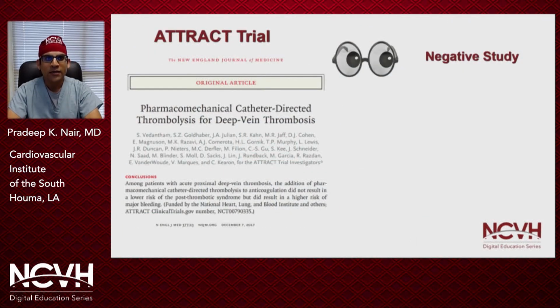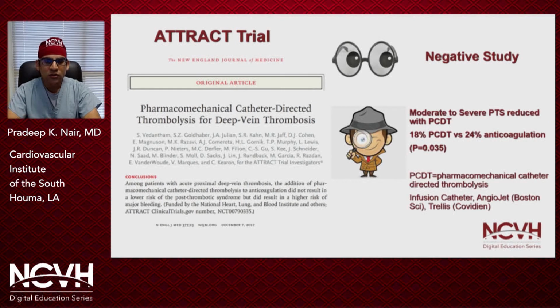Now, the ATTRACT trial is the main trial looking at deep vein thrombosis and using pharmacomechanical catheter-directed thrombolysis. And on the surface, this was a negative trial. However, when you look closely at this study, when you look at patients treated with solely anticoagulation or catheter-directed thrombolysis, those with moderate to severe PTS had reductions in severity when they were treated with the catheter-directed thrombolysis. And the types of devices that were utilized were infusion catheters for lysis, the AngioJet single-session therapy, or the Trellis device, which is no longer on the market.